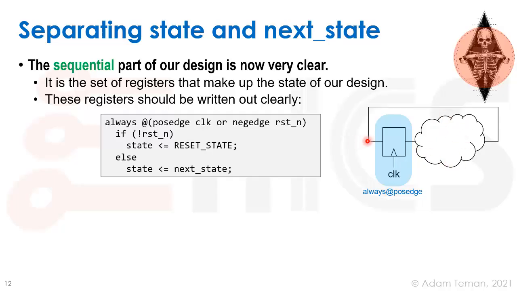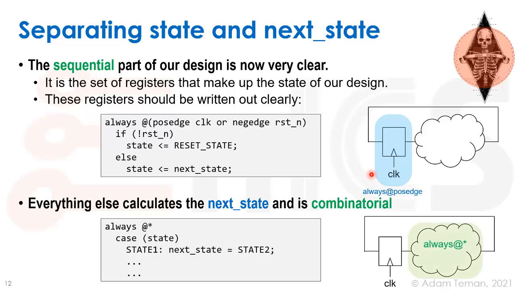We have this next state, and we have a state, and we have some sort of reset value that's connected here, some sort of a constant. Everything else calculates the next state and is combinatorial. So everything over here is going to be combinatorial, always at star blocks, always at star case state. It's going to say, what do we have stored in all of our flip-flops over here? That's going to provide us with the value, either the output or the next state value, that's going to come out over here.